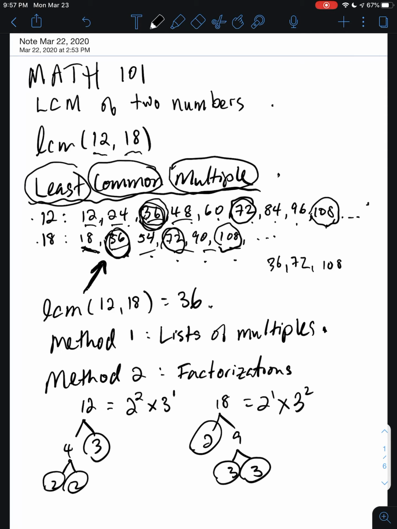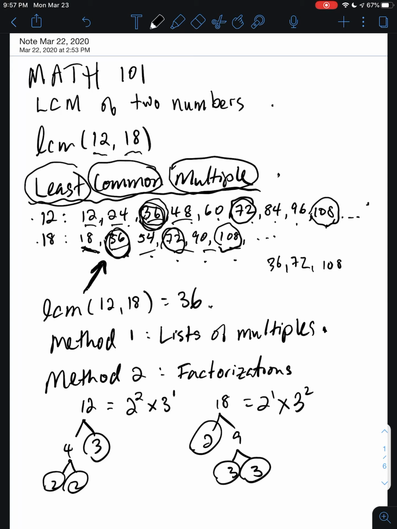However, I recommend against using this method, especially if your numbers are large. But go ahead and try it for whatever problem you like. It's worth a shot, and it'll at least get you used to the idea, the concept. Okay, so we can do better than this. We can go faster. We can do factorizations if factorizations are available.